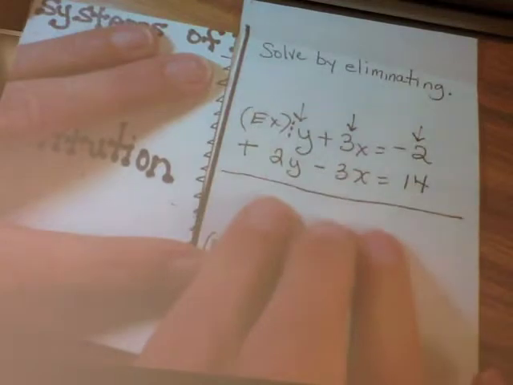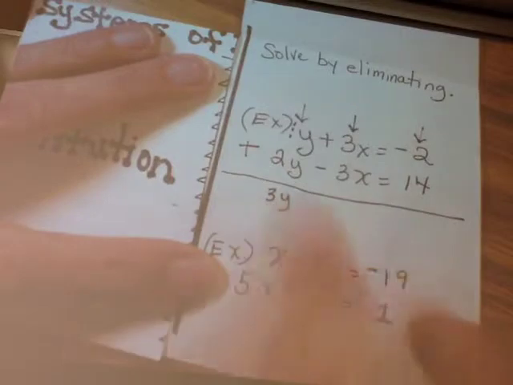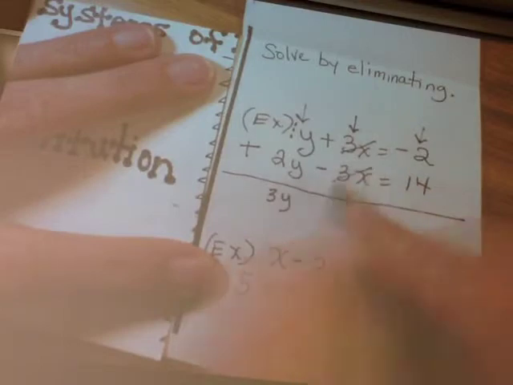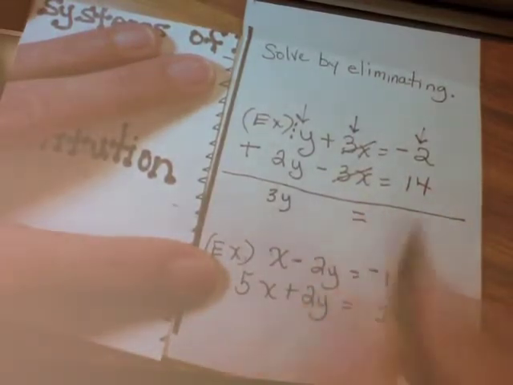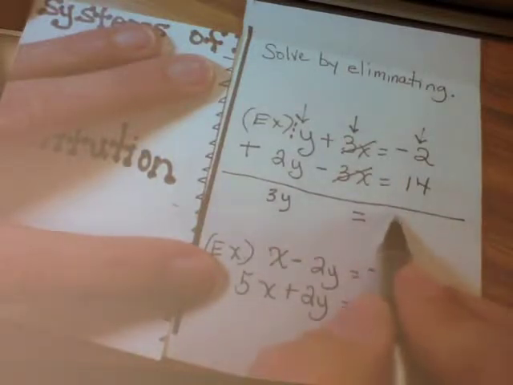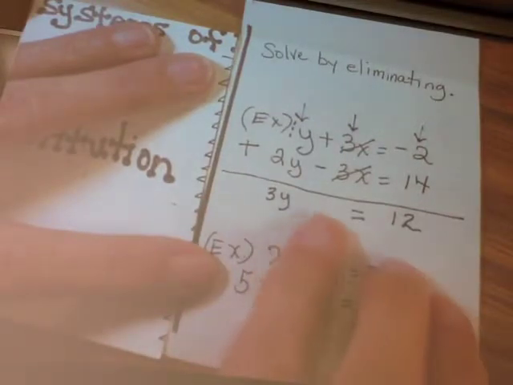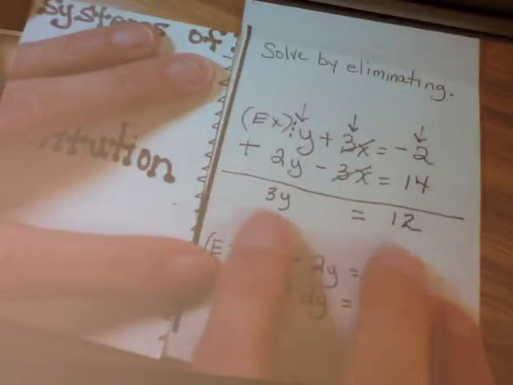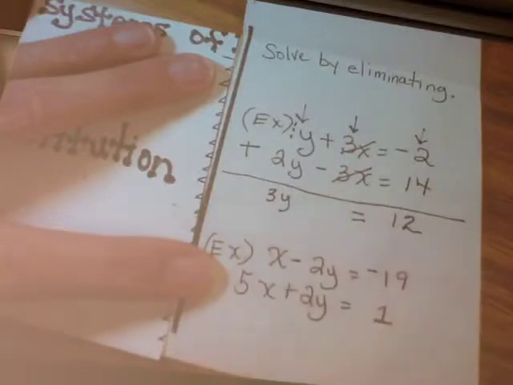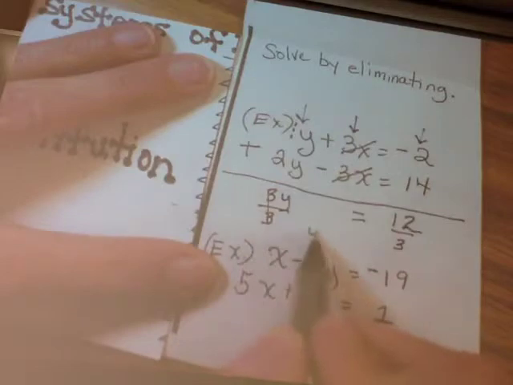Adding down my columns, 1y and 2y make 3y's. The x's make 0, which is what you want, because you want to eliminate. So we eliminated our x's, which is a good thing. Now a negative 2 plus a 14 is a 12. This turns into a nice one-step equation. There's blank space because I added up and made 0, but my problem really is 3y equals 12. How do you solve that? Divide by 3 on both sides. So y equals 4.